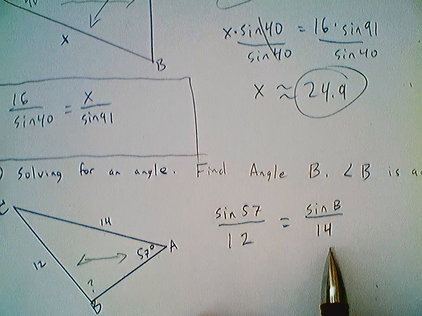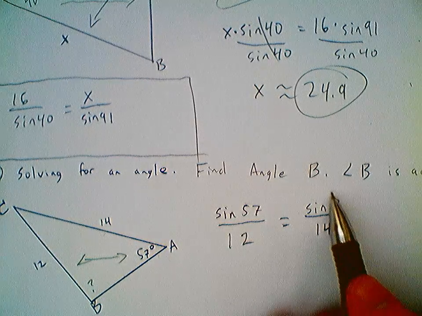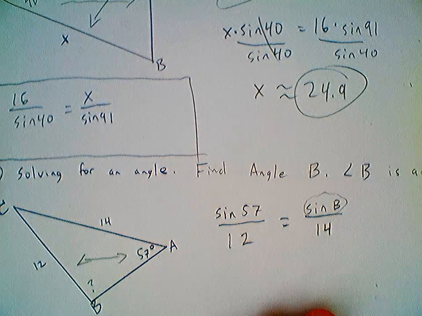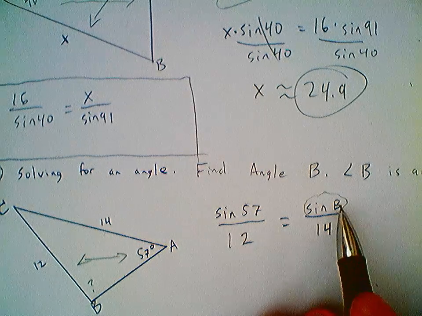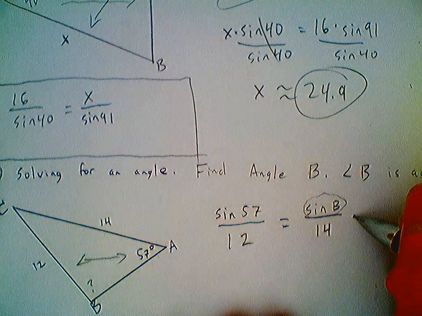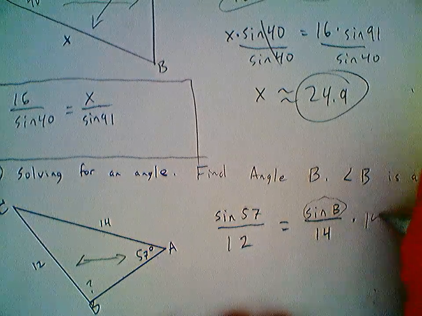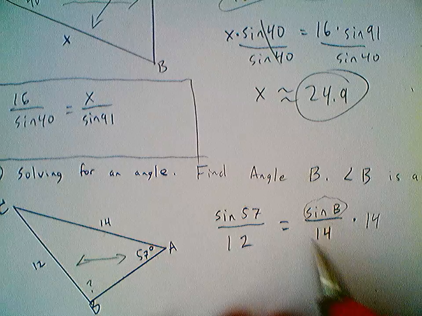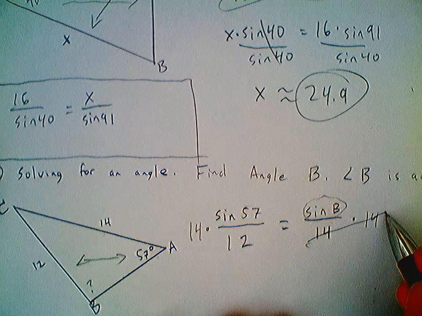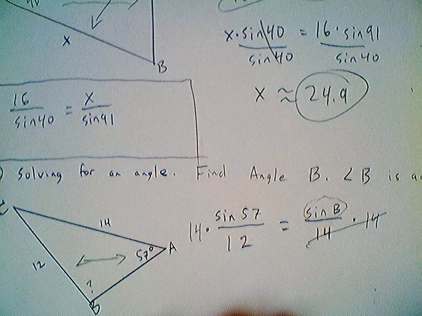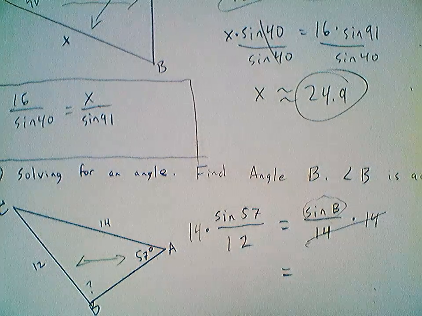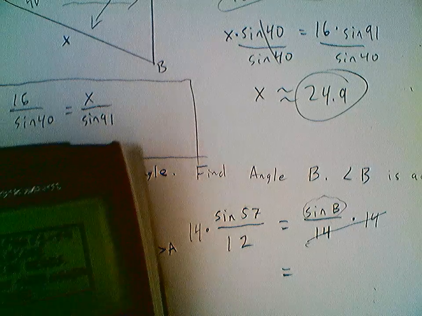So essentially the game plan here is to isolate the sine of B, so basically get it by itself, and then apply the inverse sine to both sides so that we can figure out what angle B is. So first thing we're going to do is multiply both sides by 14 to get rid of that denominator. Cross multiplying would work here as well.